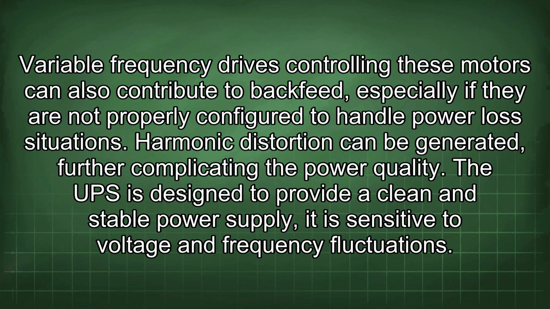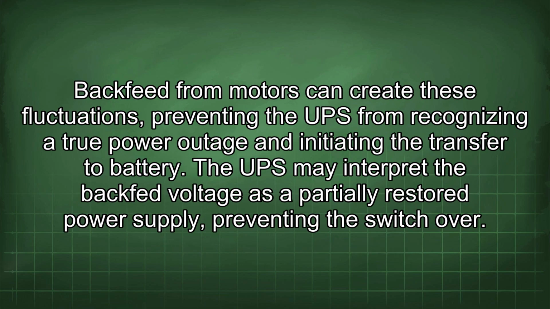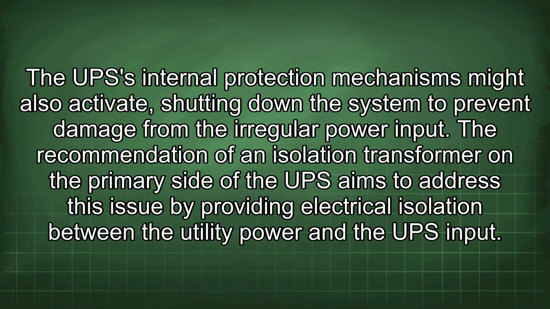The UPS is designed to provide a clean and stable power supply. It is sensitive to voltage and frequency fluctuations. Backfeed from motors can create these fluctuations, preventing the UPS from recognizing a true power outage and initiating the transfer to battery. The UPS may interpret the backfed voltage as a partially restored power supply, preventing the switchover. The UPS internal protection mechanisms might also activate, shutting down the system to prevent damage from the irregular power input.